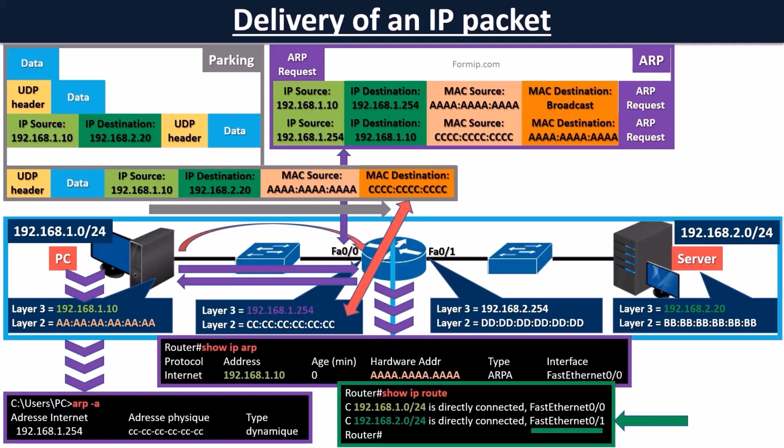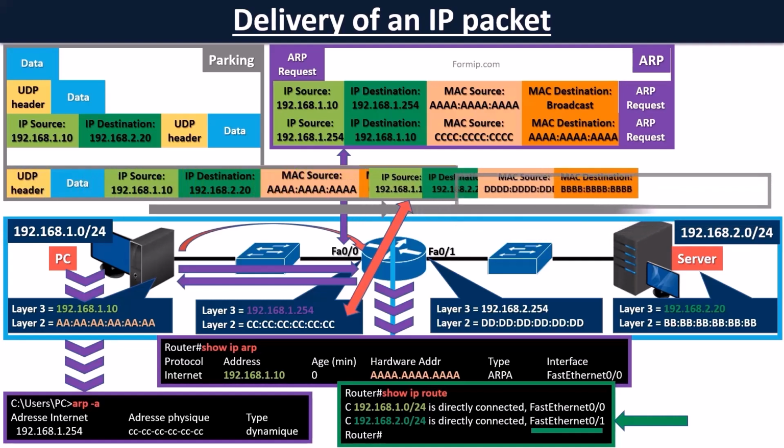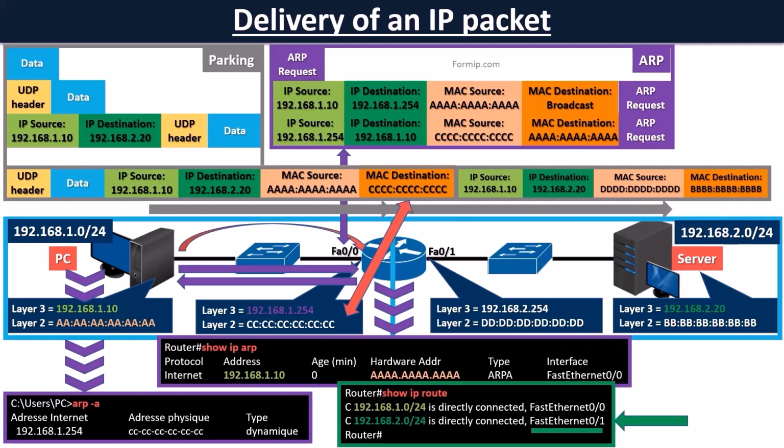Then the process remains the same as at the beginning, i.e. the router will send an ARP query to find the MAC address that matches the destination IP, the server. The header will be changed, and this time the packet will reach the server without any problems.